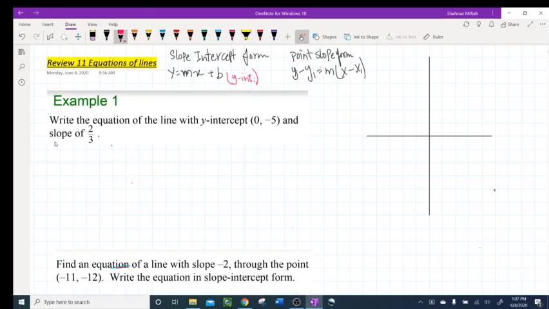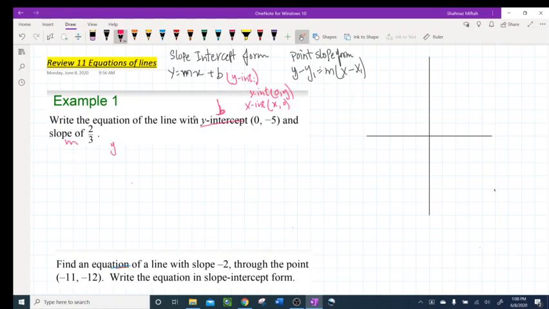Okay, so let's solve this question. Write the equation of the line with y-intercept. Y-intercept means I'm talking about b, like y-intercept is (0, -5), and slope is 2/3, this is m. Y-intercept is always when x is 0 and y is a number. For x-intercept, x is a number and y is 0. It's the other way around.